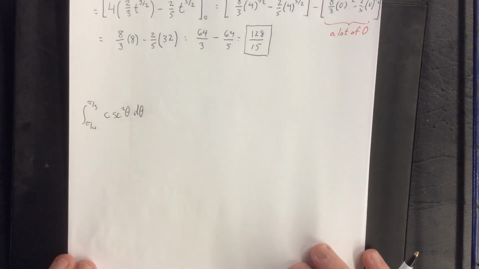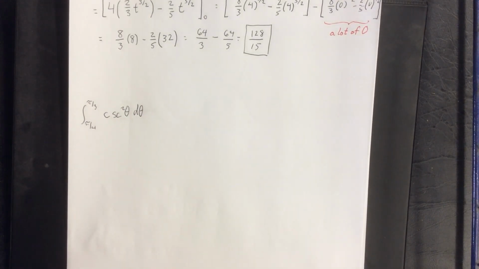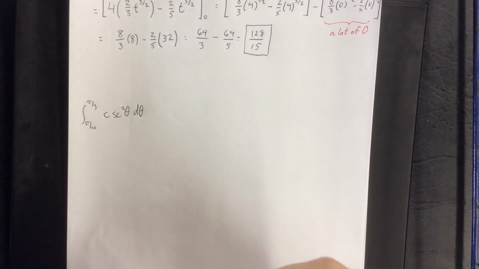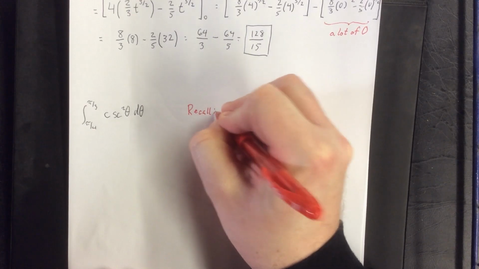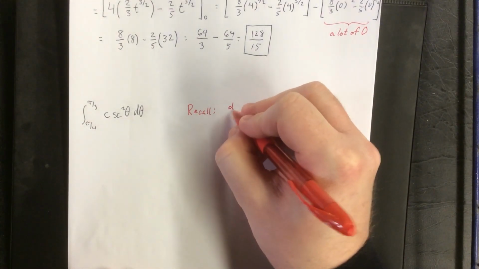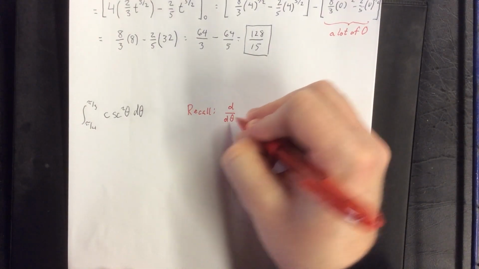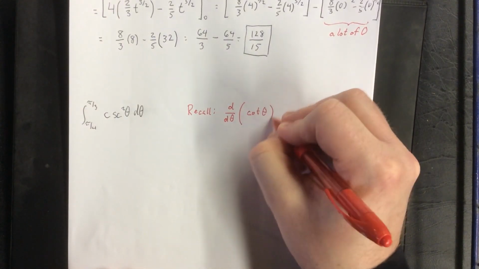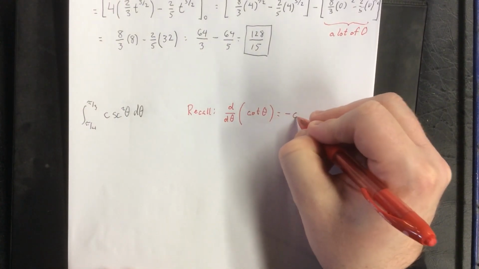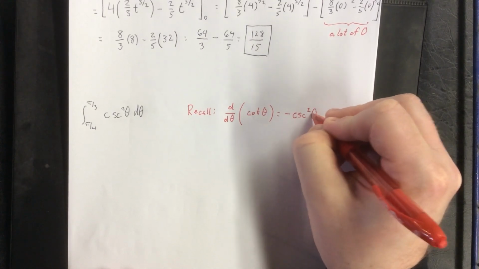For another example, we're going to try out the definite integral from pi over 4 to pi over 3 of the cosecant squared of theta d theta. Now for this antiderivative, this is close enough to one of our basic forms, and I'm going to do a quick reminder. If I were to differentiate with respect to theta the cotangent of theta, I would get the negative cosecant squared of theta.